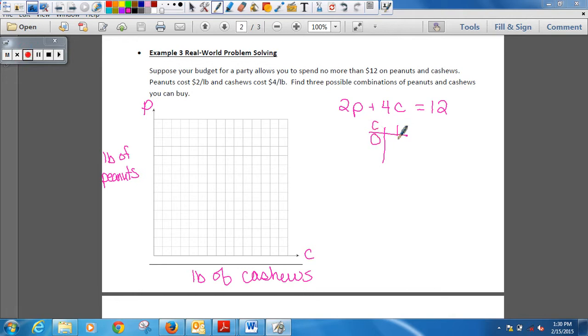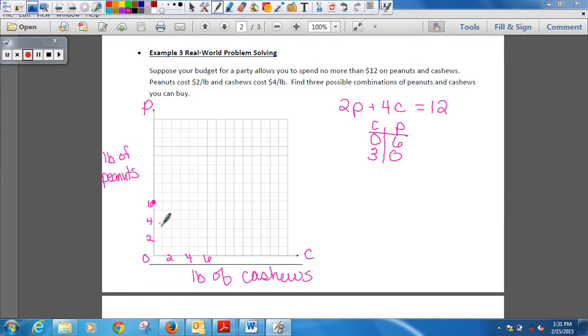Remember, we have C and P are our X and Y. If I put 0 in here, I get P is equal to 6. If I put 0 in for P, I get C is equal to 3. Okay, so now I'm going to go ahead and graph those. Since my numbers are little, my scale has to just go up by 1. So 1, 2, 3, 4, 5, 6. 0, 1, 2, 3, 4, 5, 6. So 0, 6.